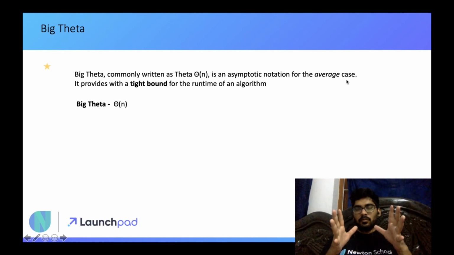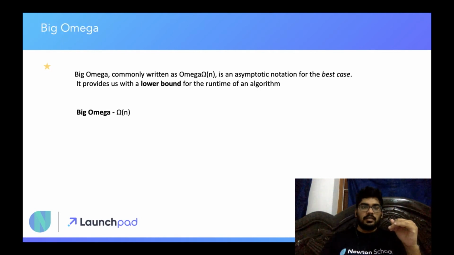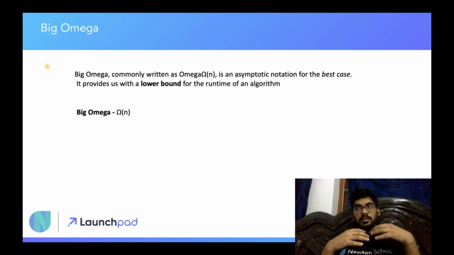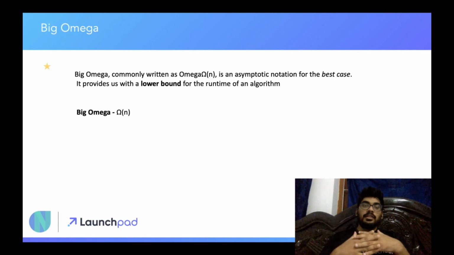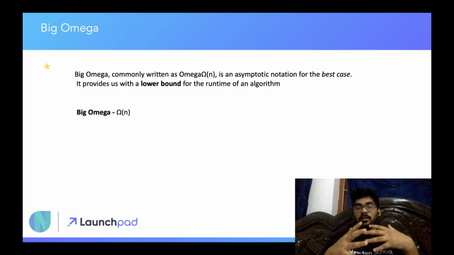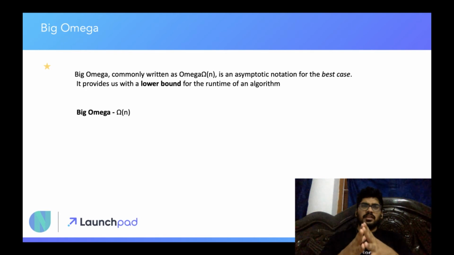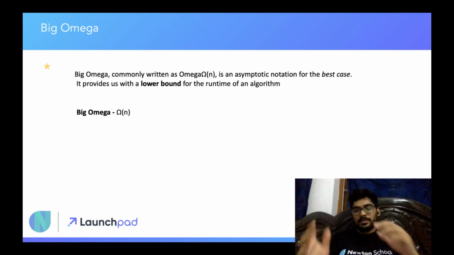So big theta focuses on the average case, and then the third is big omega. Big omega will mostly focus on the best case, meaning what is the fastest time this algorithm can run? So the terms are confusing. What do they mean by fastest time, average time, and slowest time? Someone can get confused that an algorithm will always run in one time. So there can be some confusion.